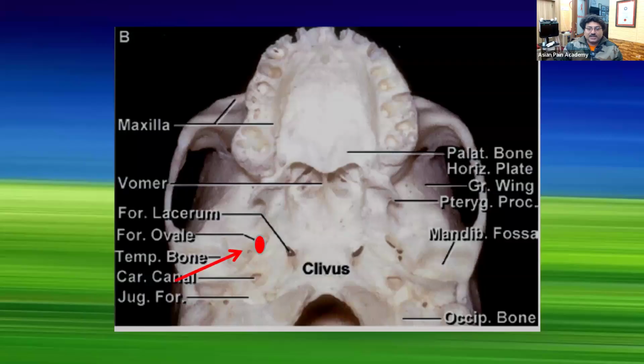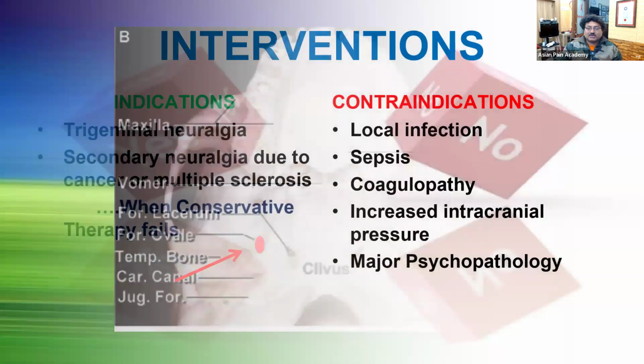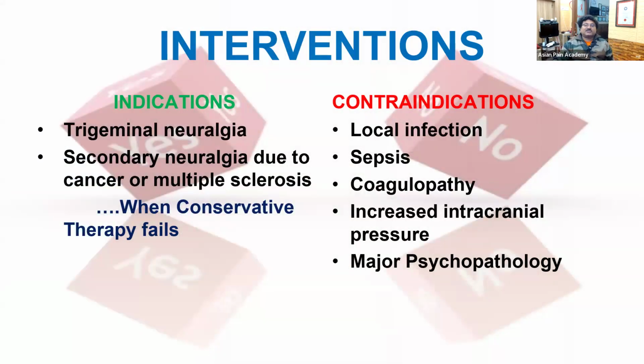Okay, so this will be our direction of the needle and we should go like this. Now coming to the indications for the Gasserian ganglion block. First of all, it is trigeminal neuralgia. Then it is secondary neuralgia, that is also trigeminal neuralgia.